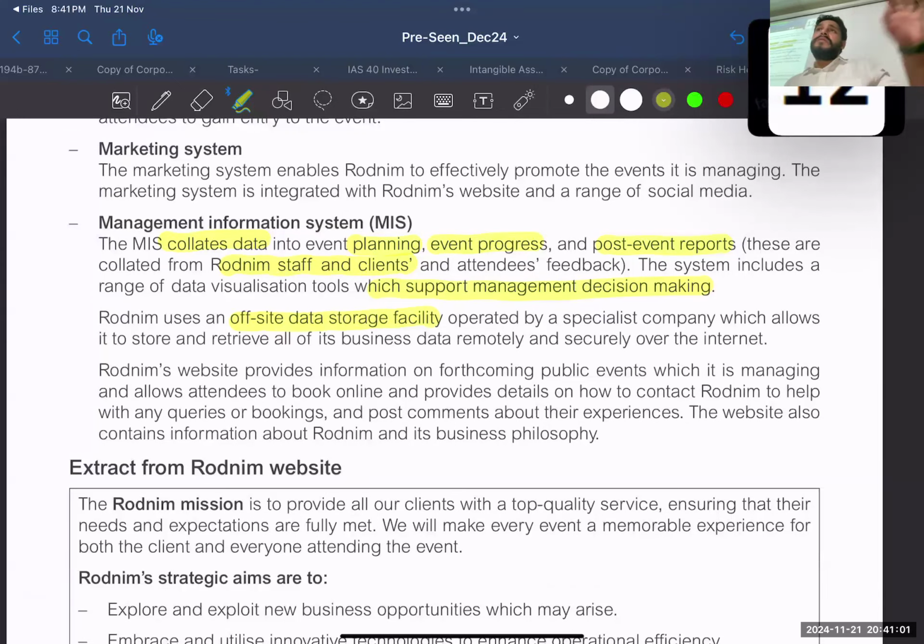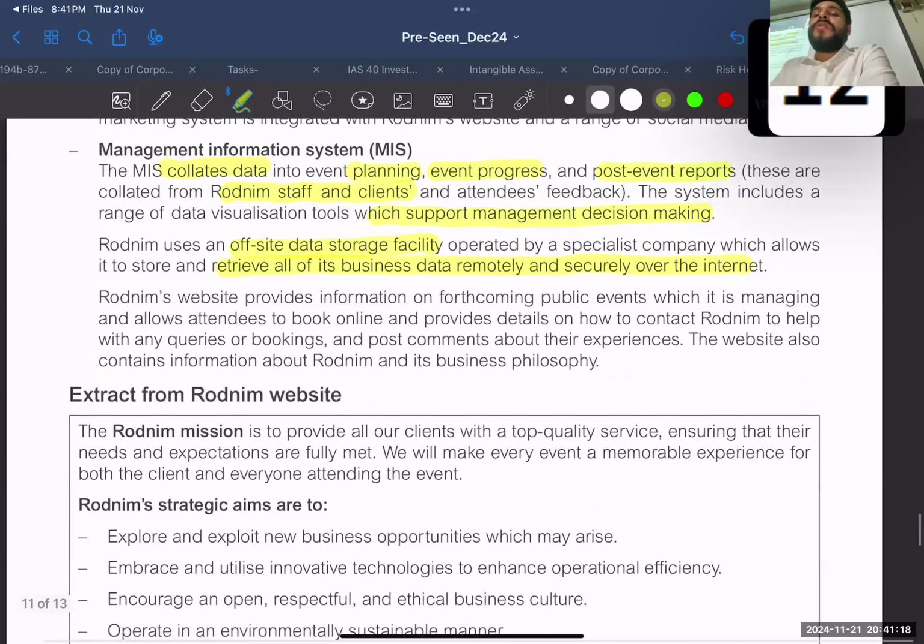Off-site data storage means an offline data storage facility operated by a specialist company. Okay, so Rotterdam is using a specialist company to which it has outsourced the operations, which allows it to store and retrieve all the business data remotely and securely over the internet. Rotterdam website provides information on forthcoming public events which it is managing, and allows attendees to book online and provides details on how to contact Rotterdam to help with queries or booking.